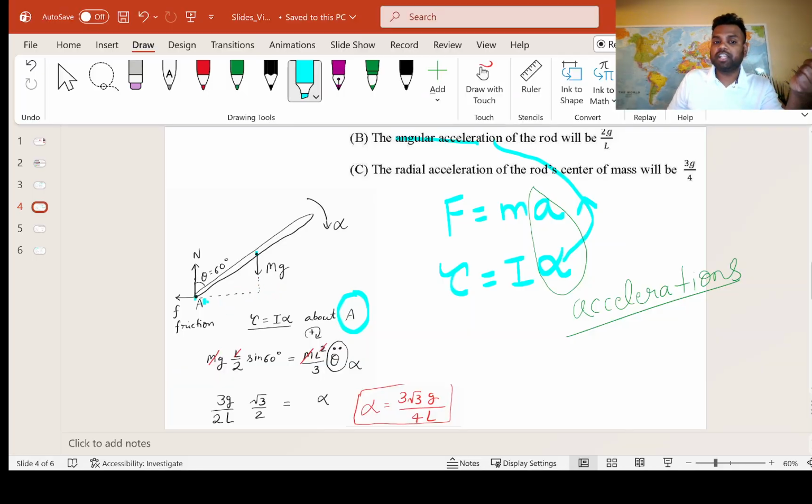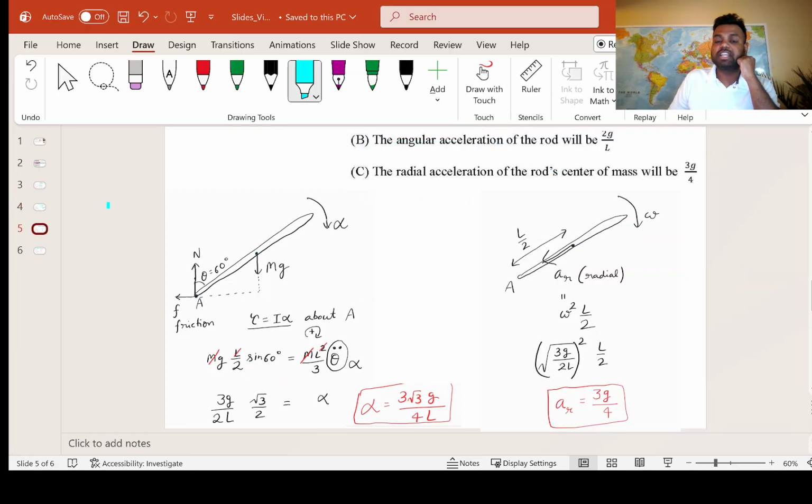So mg, and this distance is L by 2 sine theta, equal to moment of inertia ml square by 3, and alpha is theta double dot, and you will get alpha, this value, and you will see that it is not 2g by L. So B is wrong.